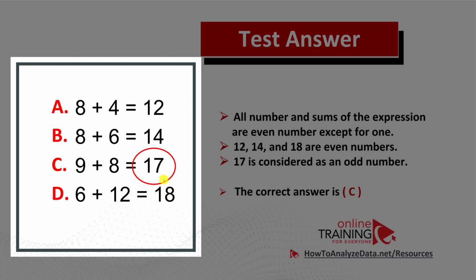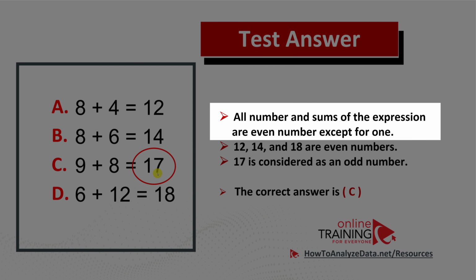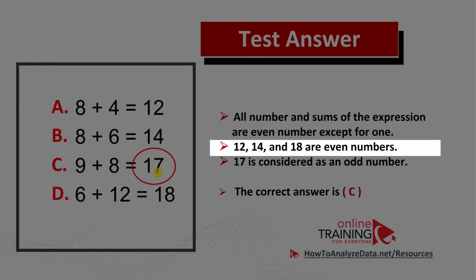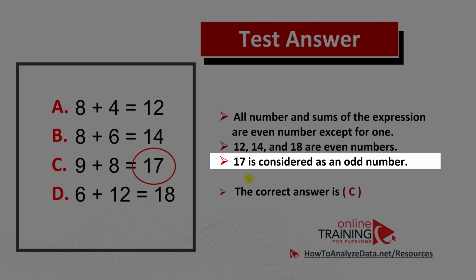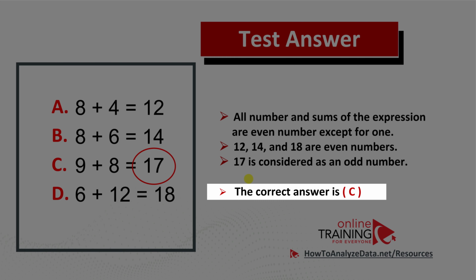And if you look at the answers, you can also figure it out by just looking at the answer. The answers are 12, 14, and 18 for solutions A, B, and D. And for C, the answer is 17. So let's recap. All numbers and sums of the expression are even numbers with the exception of one. 12, 14, and 18 are even numbers, but 17 is the odd number. So the correct answer here is choice C, 17.